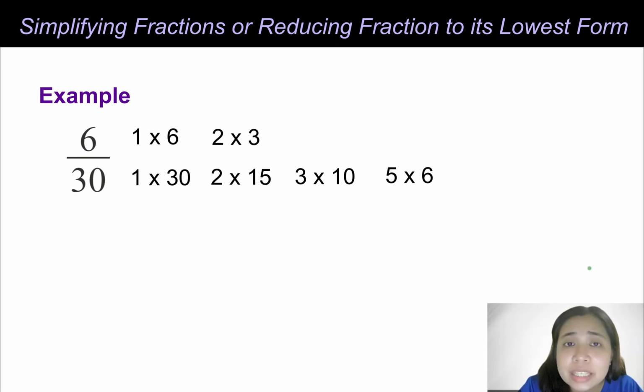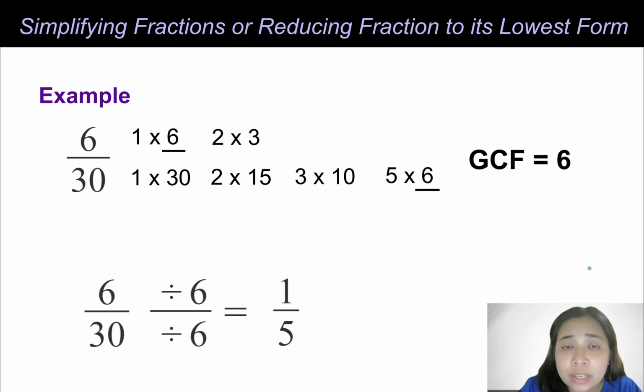Then after nating mailista yung factors ng numerator and denominator, hanapin ulit natin yung GCF o yung greatest common factor. So ano nga ba yung pinakamataas na common factor? Ang GCF natin is the number 6. Then, i-divide natin both yung numerator and denominator sa ating GCF. So, we have 6 divided by 6 is equal to 1, and then 30 divided by 6 is equal to 5. So, ang simplest form ng 6/30 is 1/5.